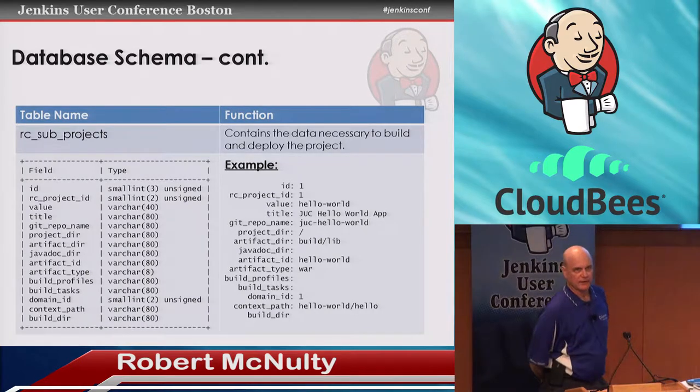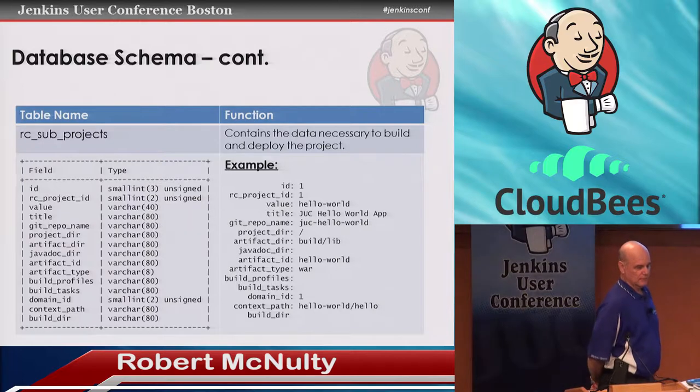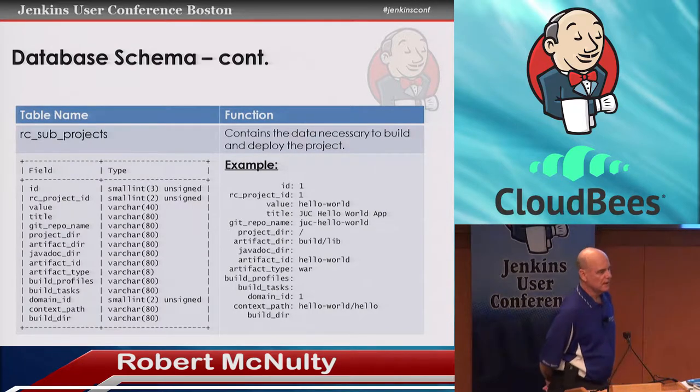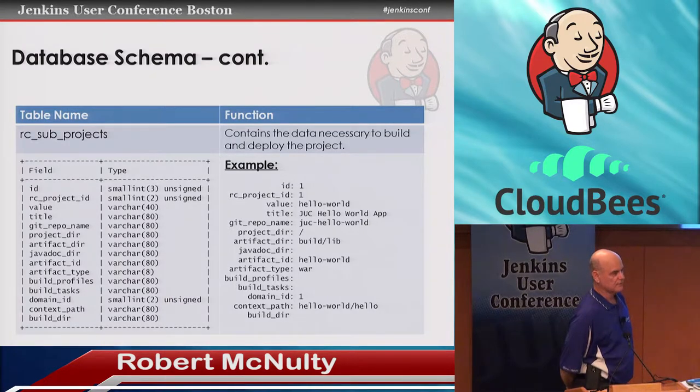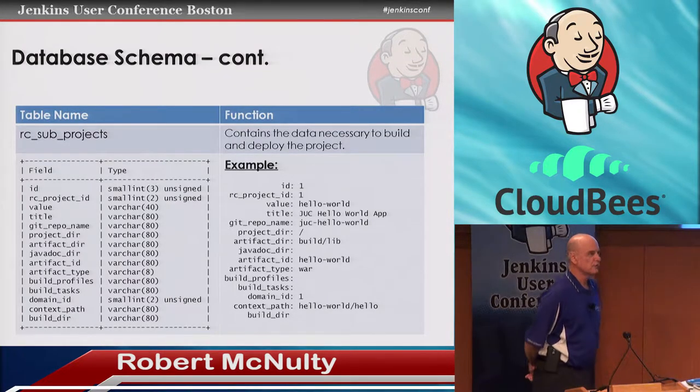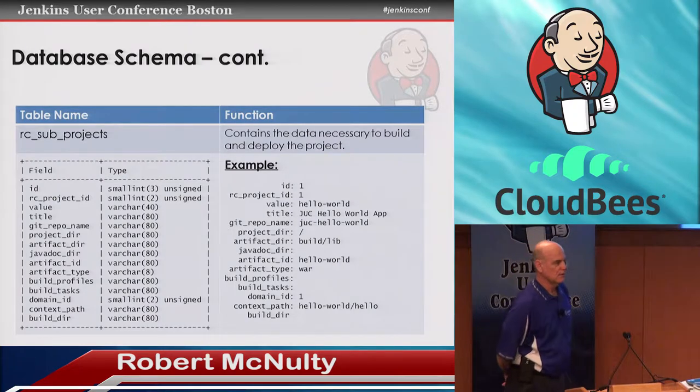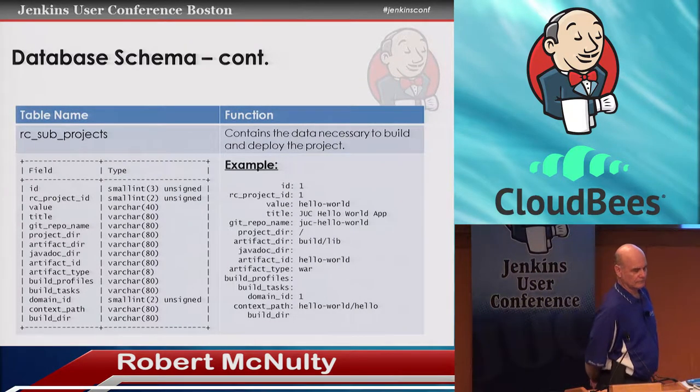That's where I go find the artifact after it's built, to deploy it to, in our case, the Tomcat server. Also, the name of the artifact ID, because it's not always the same as the project. Different developers do different things. The artifact type is, in this case, a war, but we also build jar files. We build zips. Typically, those are our three big ones.